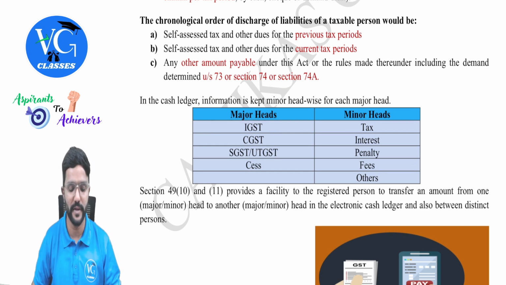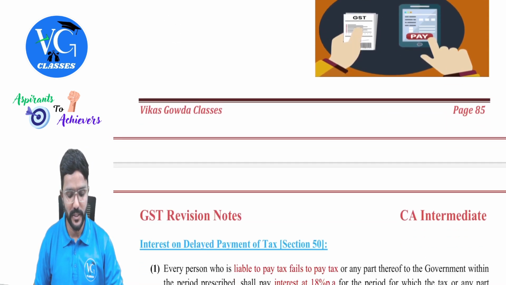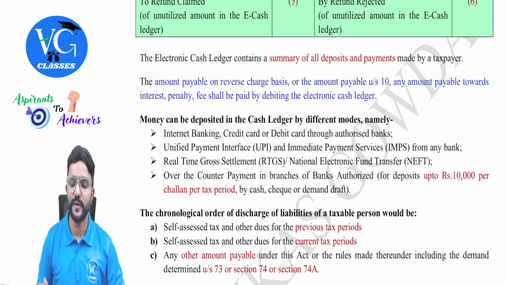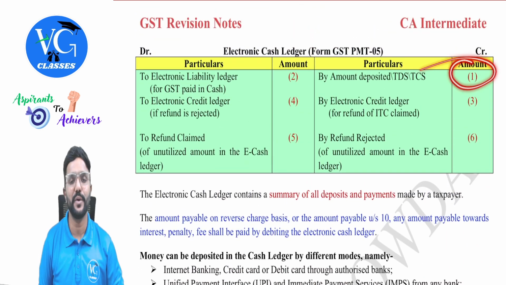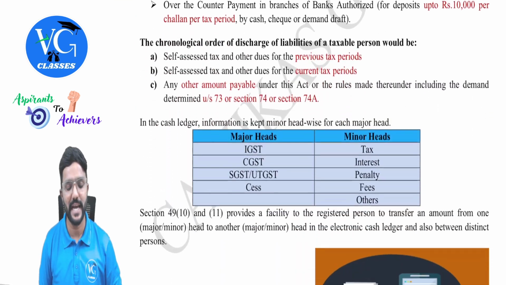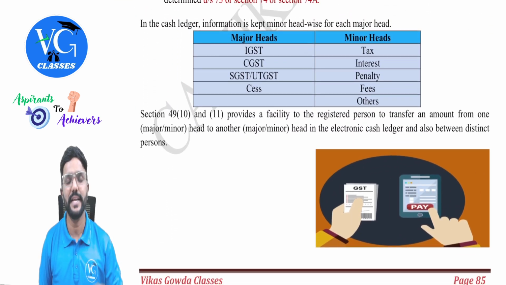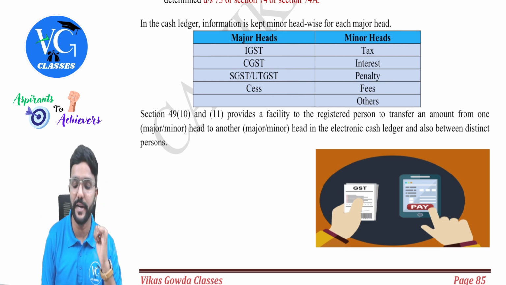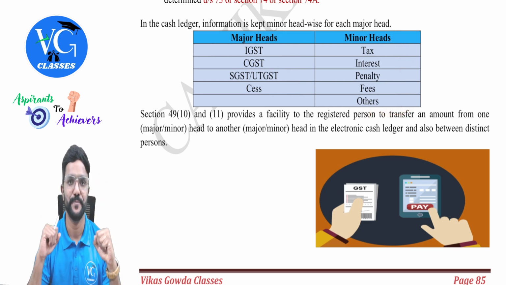Got it? Yes. Fine. So this part I already told you. Whenever a person is supposed to deposit the amount into the electronic cash ledger, he needs to generate a challan in PMT06 and he should specify how much he wants to deposit under which major head and under that major head for which minor head how much.